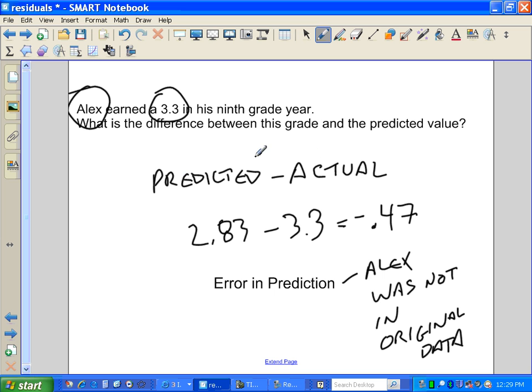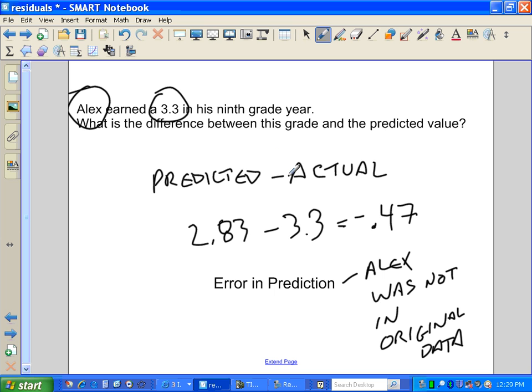We just take the predicted value, the actual value, and so the model was off by about 0.47. It predicted that he would get 0.47 less than he actually ended up getting, which is pretty significant. That's the difference between a B plus and pretty much an A, a 3.3, like a high A minus. So Alex stepped it up in that game. Okay, so error in prediction.